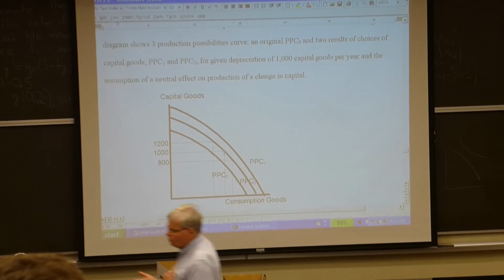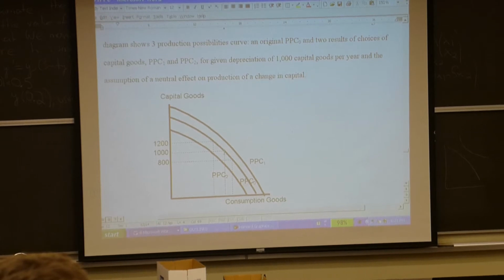All right, suppose on the other hand that we choose to give up consumption goods. We say to the society, look, people, less consumption goods, less TVs. Remember, we're fully employed now. We'll produce 1,200 capital goods, but you'll have less consumer goods. Why would we do that? What is net investment?